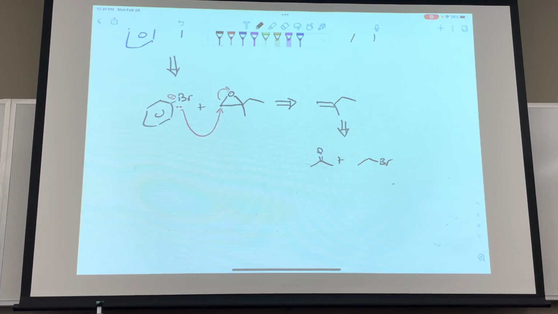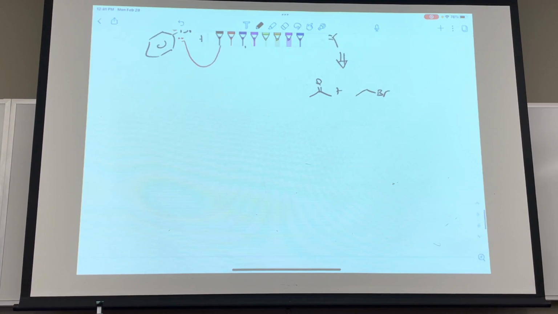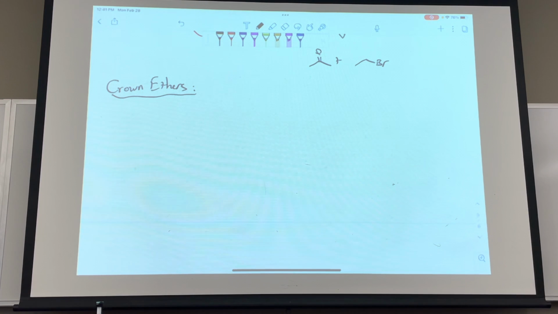Okay, so the last thing that we need to cover before we end with ethers is a rather specialized class of ethers. These guys are known as the crown ethers. And they're macrocyclic structures. So the simplest of them looks like this. Like that.